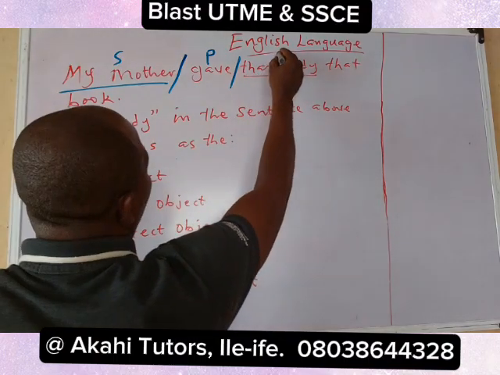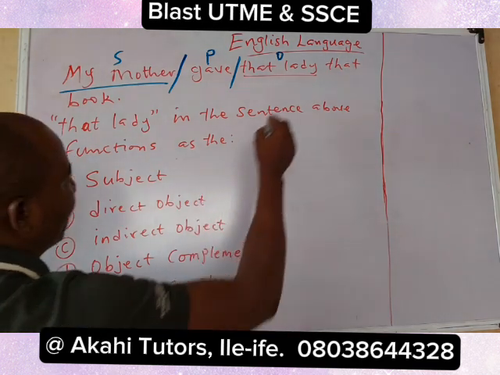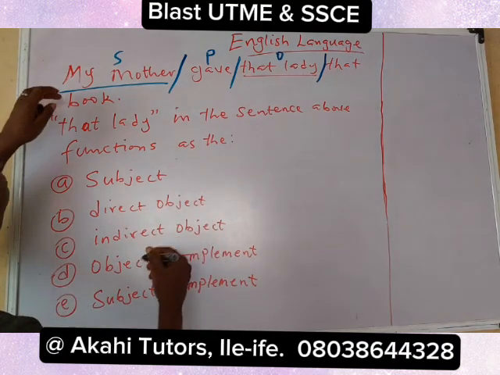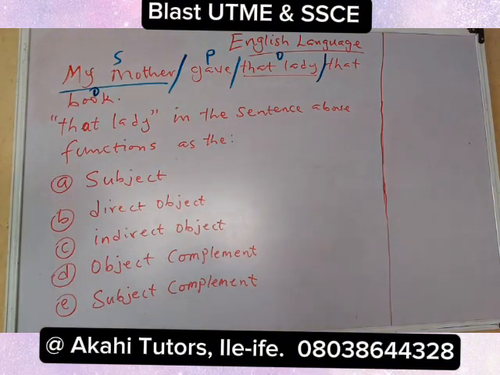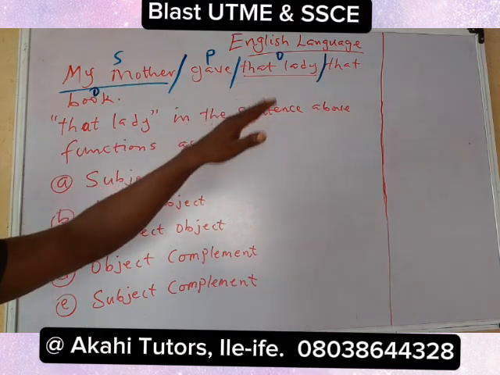That lady is the object of the verb gave, and we have another object here, that book. So that book is also an object. So the structure of this sentence is SPOO.